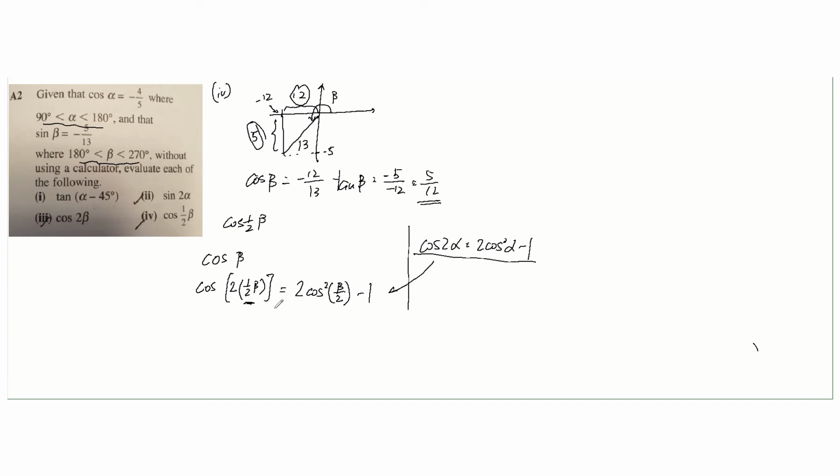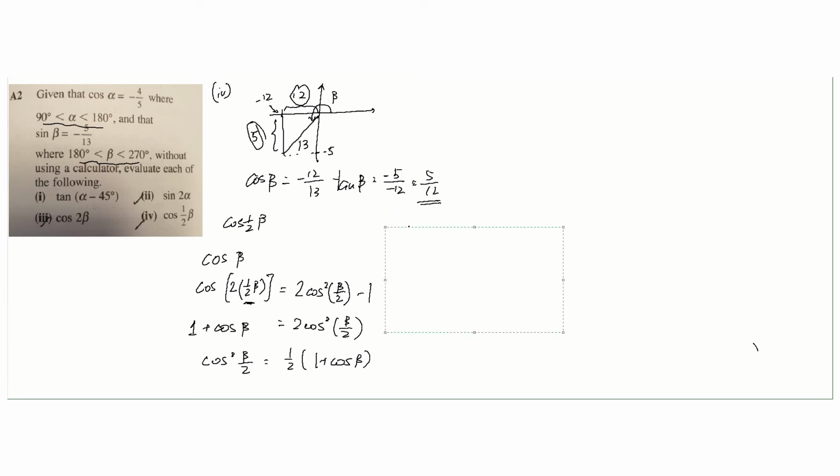So from here, I can move things around. I can move 1 over, so this is 1 plus cosine beta, equals to 2 cosine square beta over 2. So to find cosine square beta over 2, it is half times 1 plus cosine beta. This is something that we should bear in mind over here. So now let's set off to find what is cosine square beta over 2.